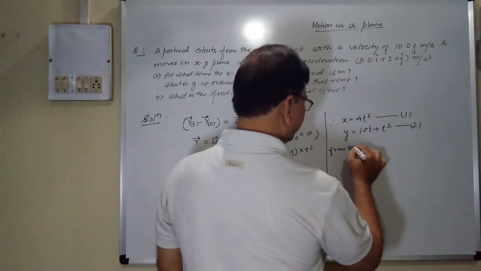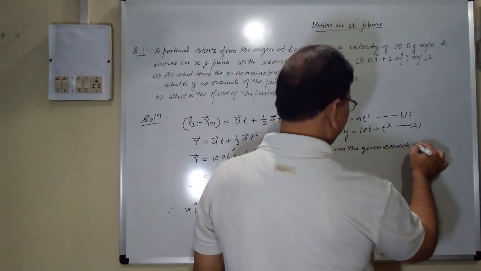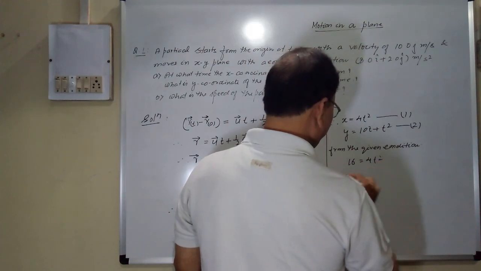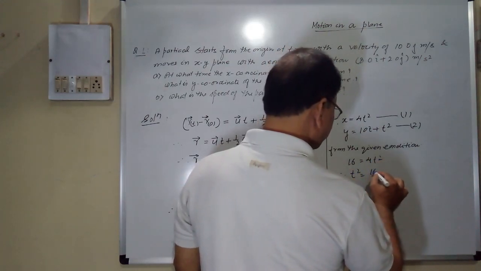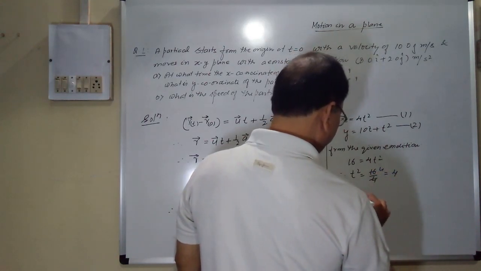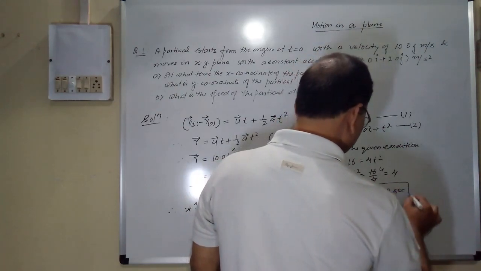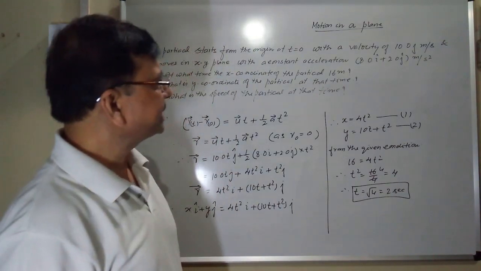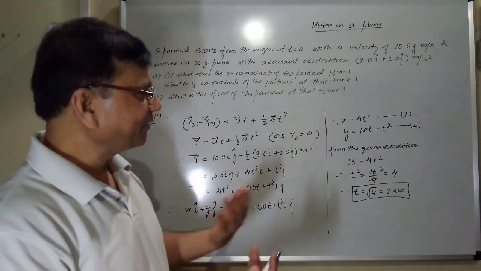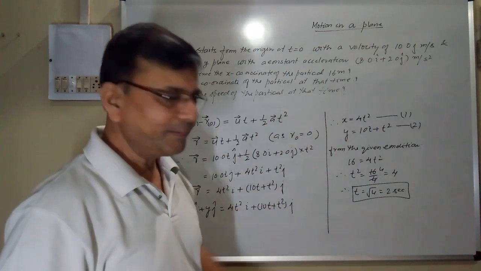From the given condition, 16 is equal to 4t square. Therefore, t square is equal to 16 by 4. That is equal to 4. Therefore, t is equal to under root 4. That is 2 seconds. Means after 2 seconds, the x component will be 16 meter. Corresponding to that, what is the y component? So in place of t, you will put 2 and we will get the y component.